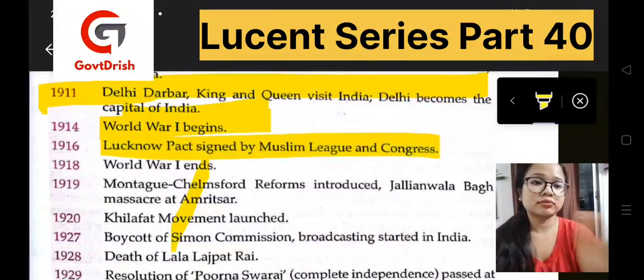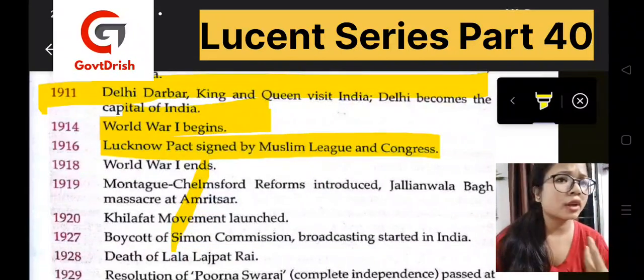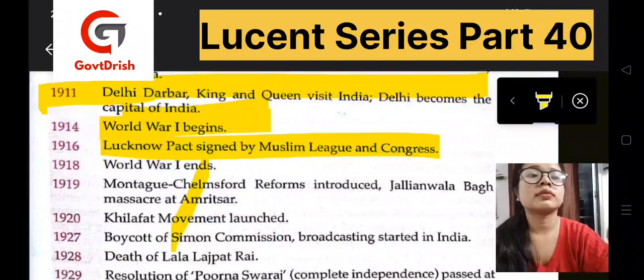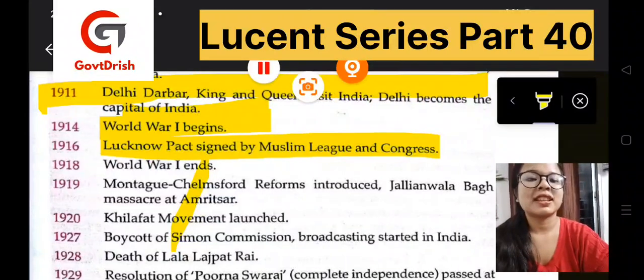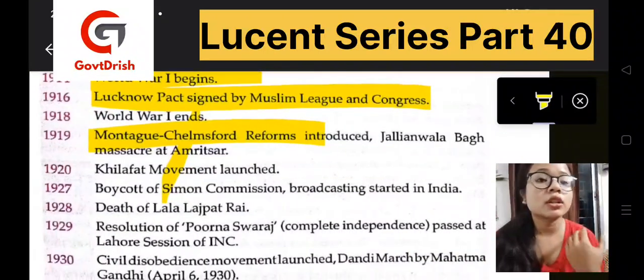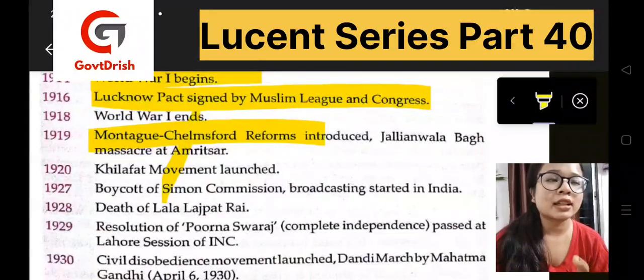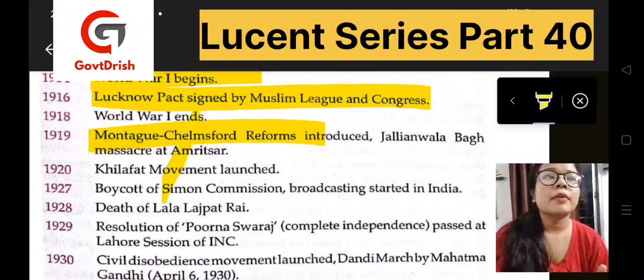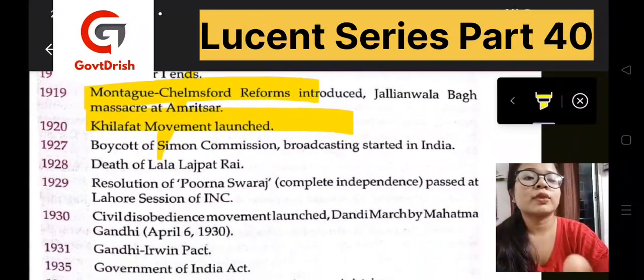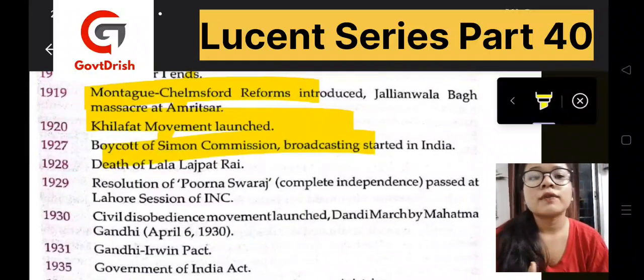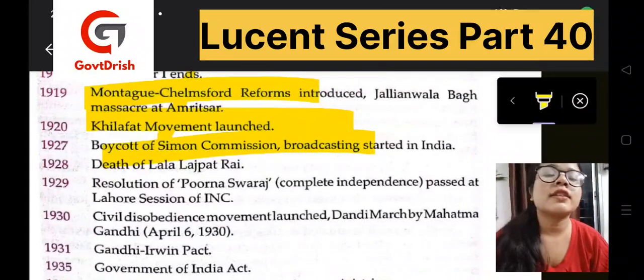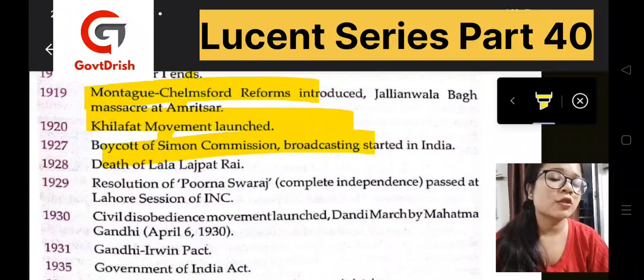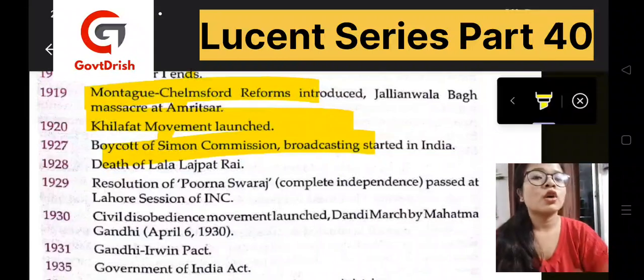Lucknow Pact. We have heard of this topic quite a lot of times. Then we have Montagu-Chelmsford, and the Jallianwala Bagh massacre at Amritsar is also important, because that was the time when all the revolts were coming up, all the atrocities were coming up. Then we have the Khilafat Movement, the Simon Commission's boycott. Then Lala Lajpat Rai's death. That is also an important timeline.